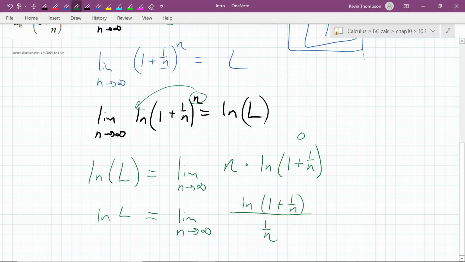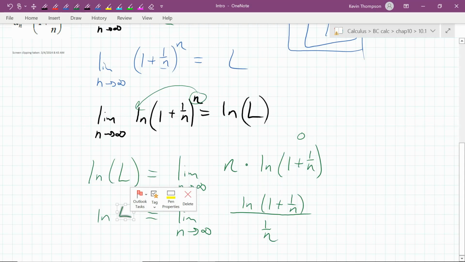Now, why did I do that? What's the advantage? Do you see it? I can now use L'Hopital's rule. Because if n goes to infinity, the numerator is still the same. It's 0. But if this n was going to infinity before, its reciprocal has to now be going to 0. So this is now 0 over 0. L'Hopital's rule applies.